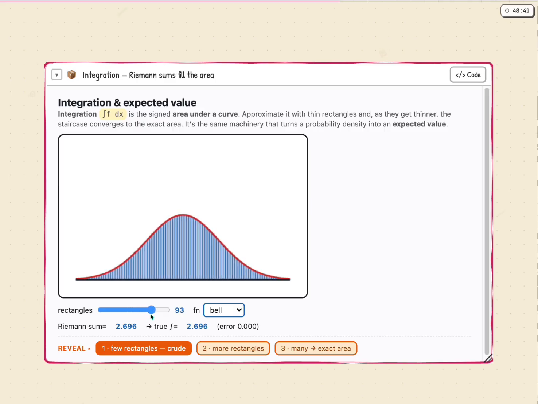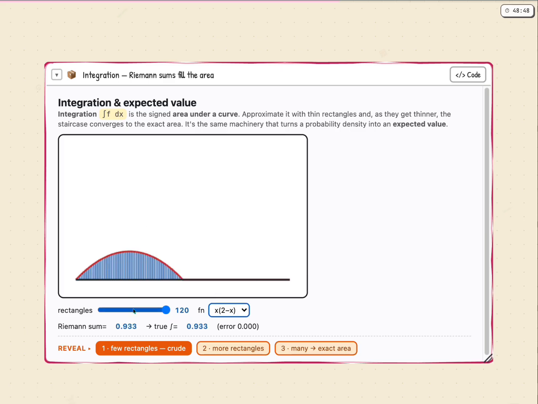Why does this matter for machine learning? Because it's the very same machinery that turns a probability density into an expected value. When we want the average outcome of a random process, the mean of a distribution, we're integrating, summing up every possible value weighted by how likely it is. Area under a curve and the average of a random variable are the same calculation. That's the bridge into our final chapter.